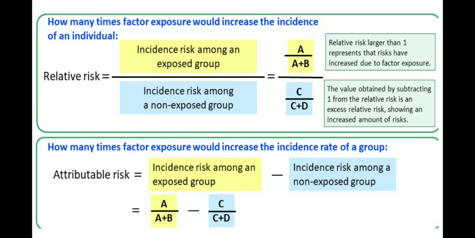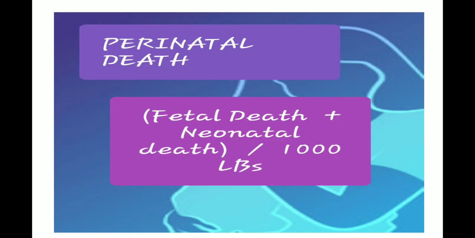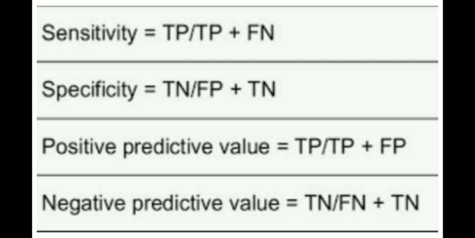Okay, this is the formula of relative risk and attributable risk. I have explained it to you before. Perinatal death is basically fetal death plus neonatal death divided by 1000 live births.